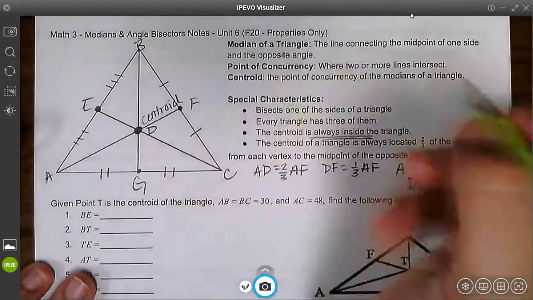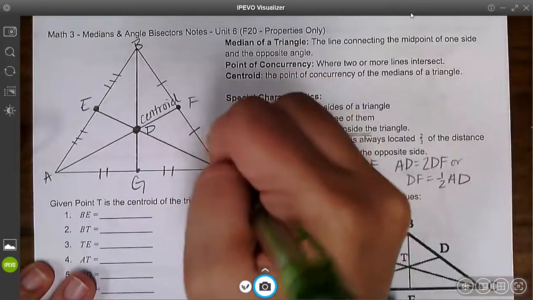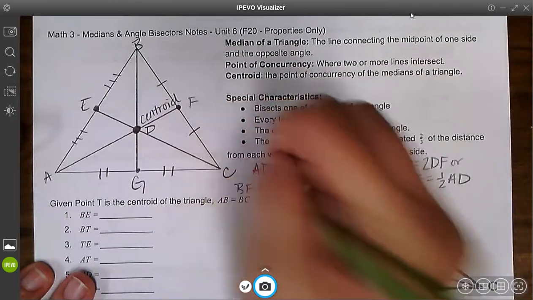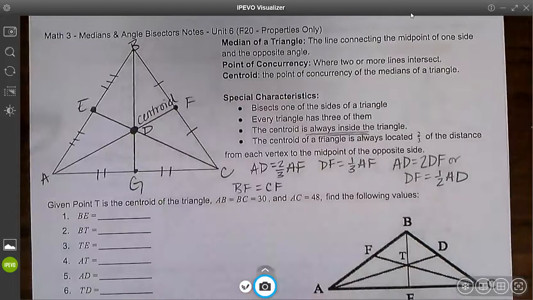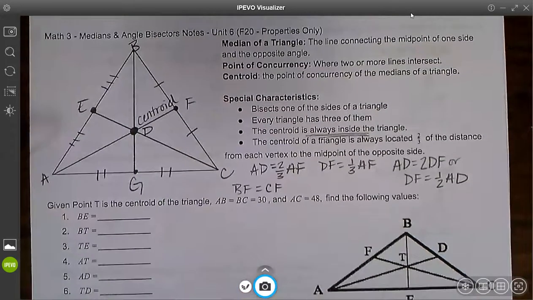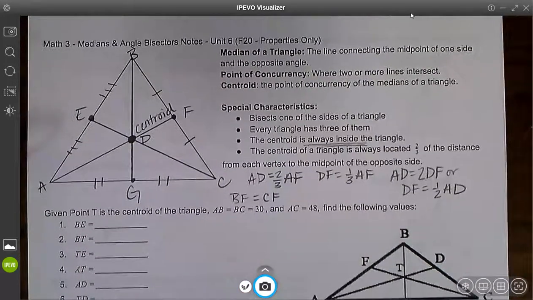Also, you can say, and I'm just going to do the one side, BF is equal to CF, AG is equal to CG, AE is equal to BE. This is just based on the properties of the medians. All right.